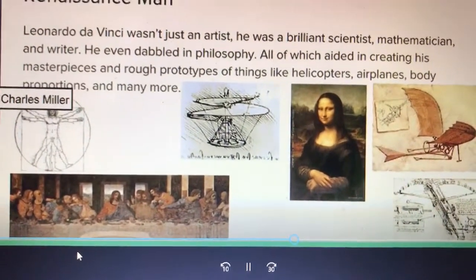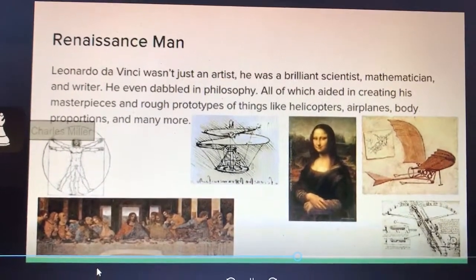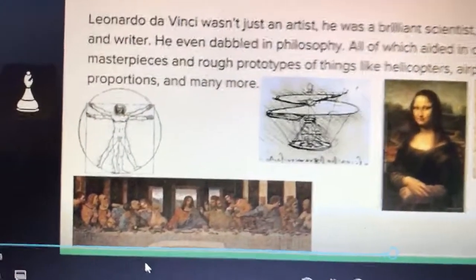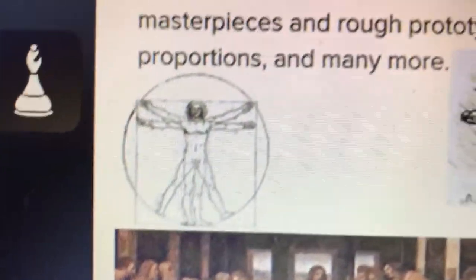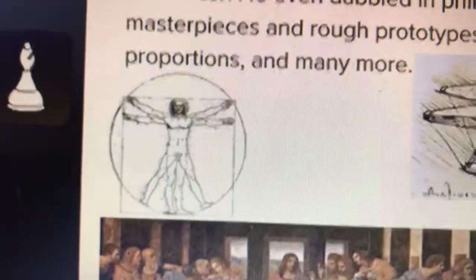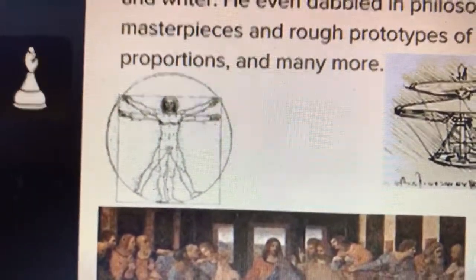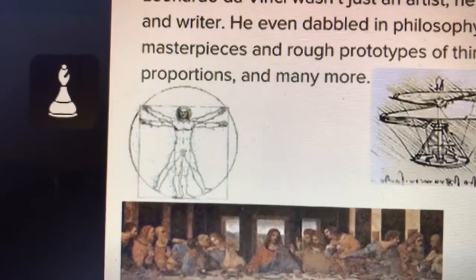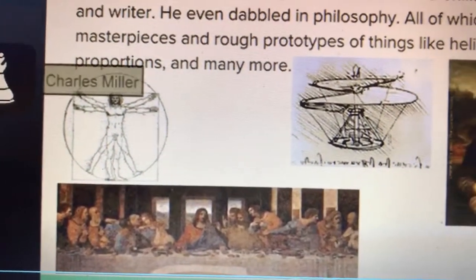To guide himself as well as others, Leonardo created the Vitruvian Man, pictured here in the top left picture of the slide. As you can see, Leonardo perfectly proportioned each body part to help guide his paintings as well as others. He used this proportion on the Mona Lisa as well as the Last Supper.